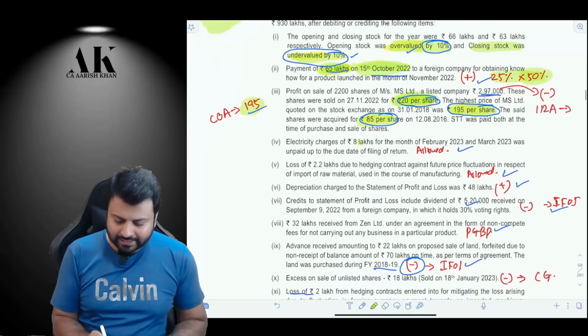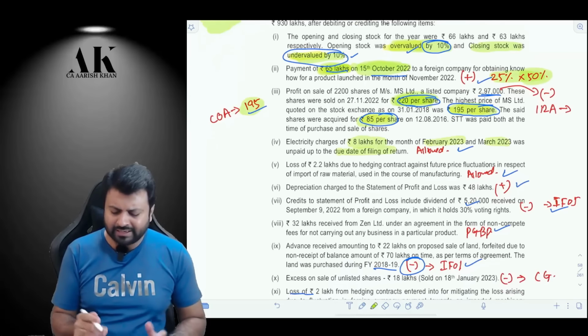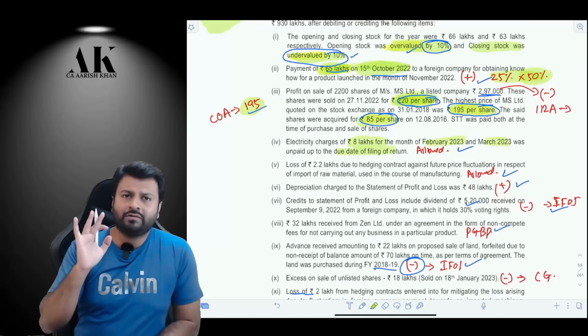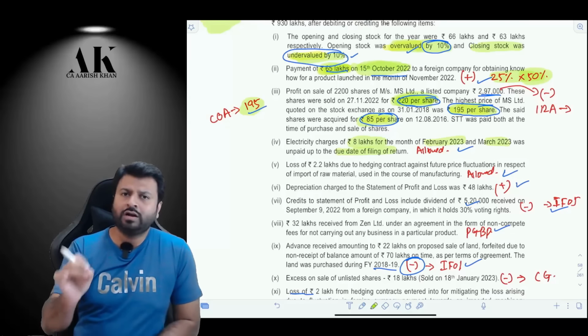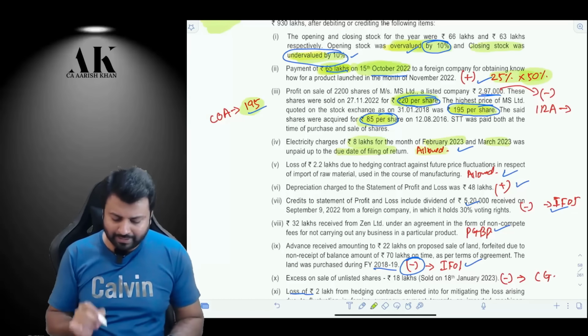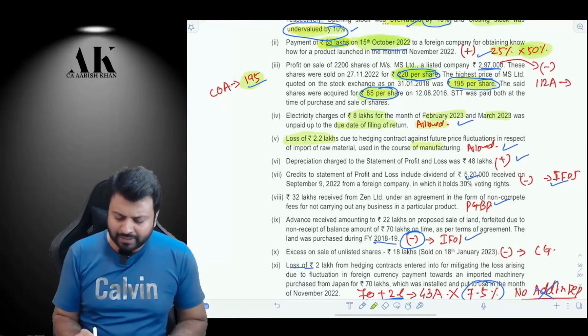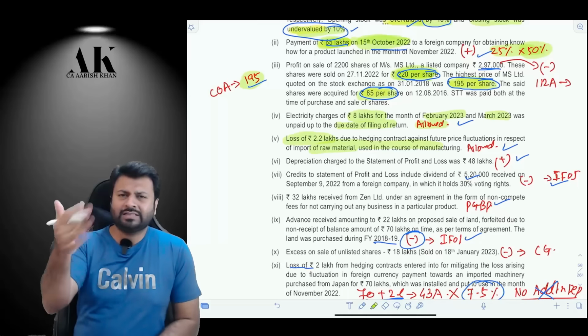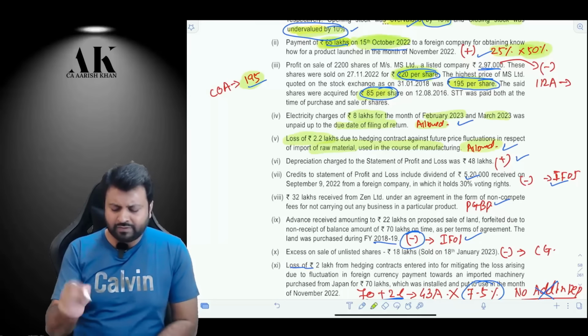Okay. Next, electricity charges of February and March are not paid. It doesn't matter. Electricity charges are not covered in 43B. It will be allowed based on what? Accrual basis also. There is no need to make any payment. Next, there is a hedging loss on purchase of raw material. It will be allowed as a PGBP expense, and PGBP deduction will be allowed on that.